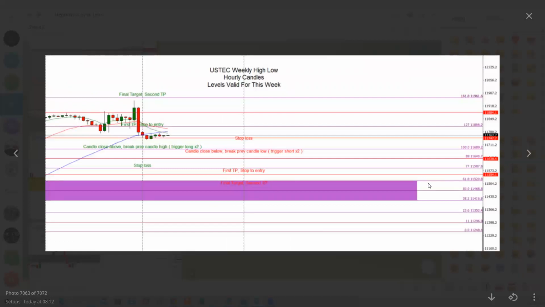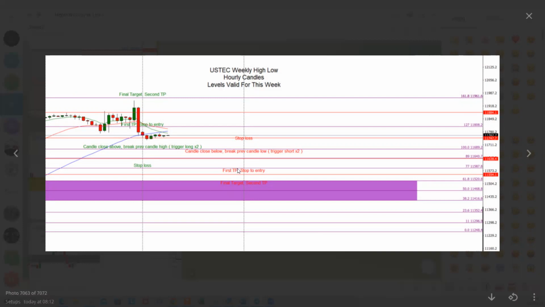On the US Tech weekly high-low, currently between levels of 100 and 127. Look at moving averages, that has crossed down to the downside. So 21 is currently above 8. That's indicating trend is down. So for now, we're looking for a candle close below the 100 level. Break previous candle low to aim for the 77 first TP, 61.8 second TP, and stop loss being halfway between 100 and 127.